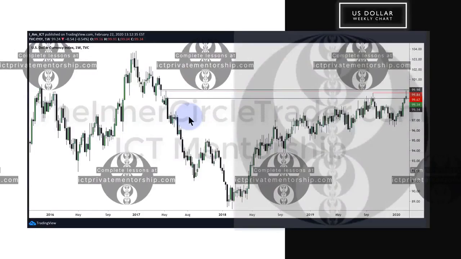And then once I go through that, then I look for liquidity pools. Anything above an old high, equal highs. It can be a single high. It doesn't have to be equal, relative equal highs. And the same thing for the lows. It could be a single low or a relative equal low.